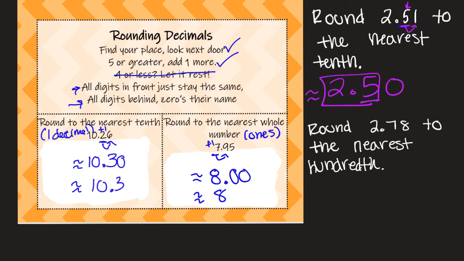Round 2.78 to the nearest hundredth. Okay. 8 is in my hundredths place. Remember that if I don't have a number in a place value, if it's to the left or to the right of the first or last number, so in this case it's to the right of the last number, I can just add a 0 as a placeholder. Okay, 0 is 4 or less, so this 8 is going to stay the same, and everything behind it becomes a 0. Okay, so this one's already rounded. We don't have to do anything since there's no other numbers after the hundredths place.